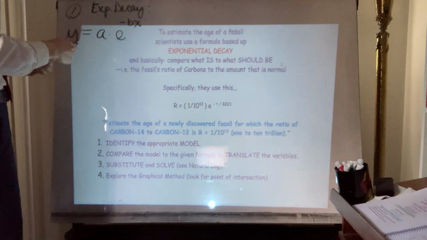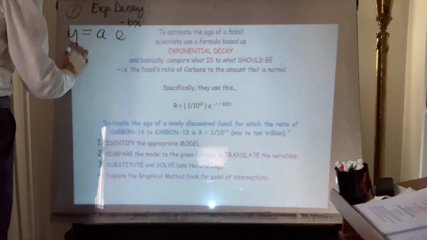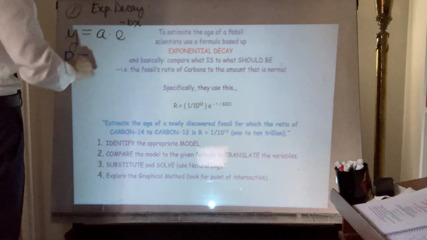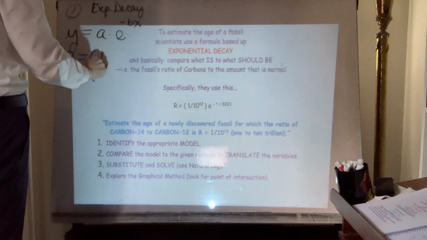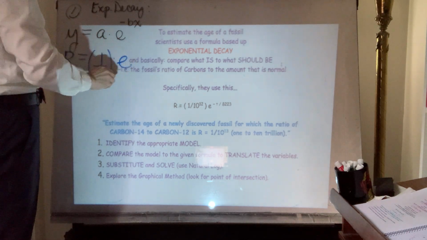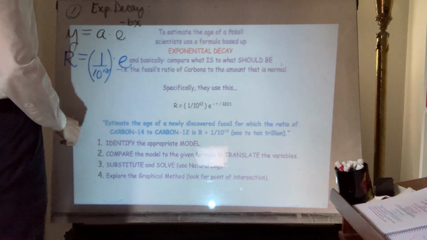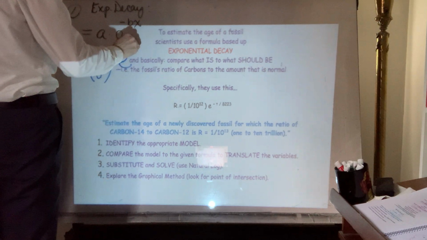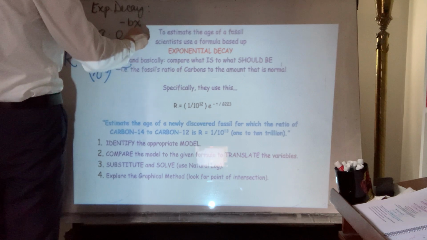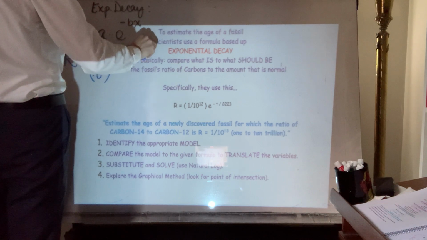So here is the thing, R, where there would be a Y. This ratio of 1 to a trillion. There's e, good old e, base e in this case. And then negative t over 8,223.